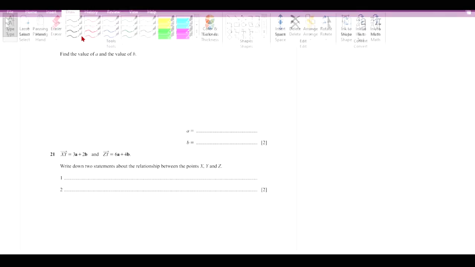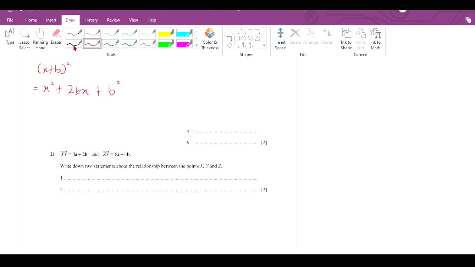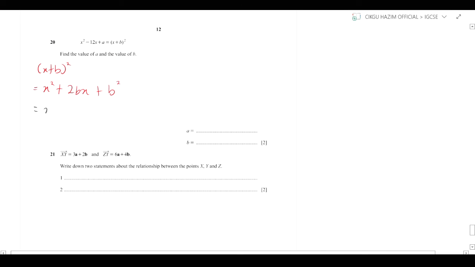This is a quadratic. It may look hard, but it's quite simple: we just expand and compare to find the values of a and b. Expand x plus b squared. x plus b squared means x plus b multiplied by x plus b, which is x squared plus 2bx plus b squared. Then compare with the given, which is equal to x squared minus 12x plus a.